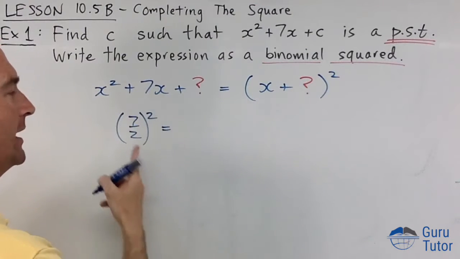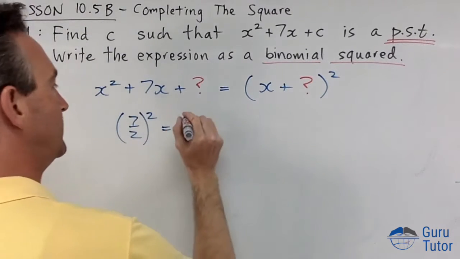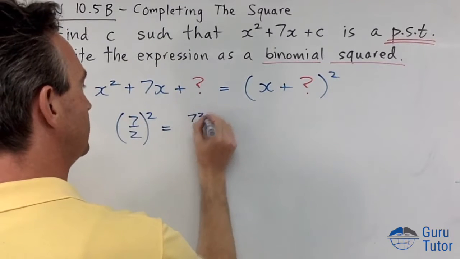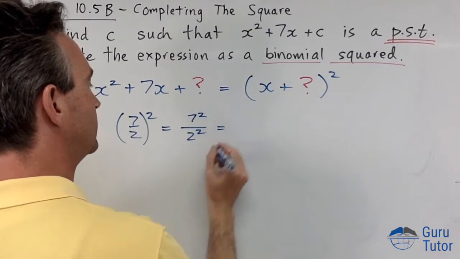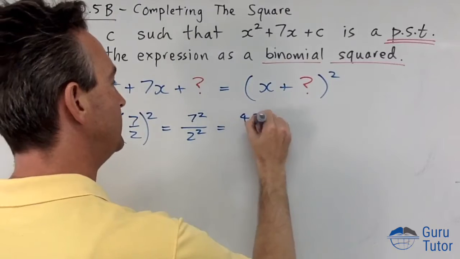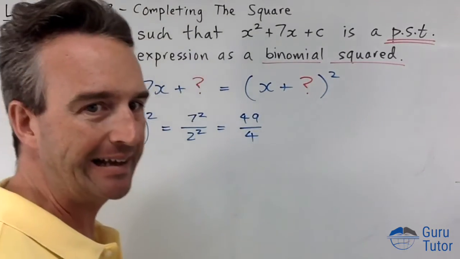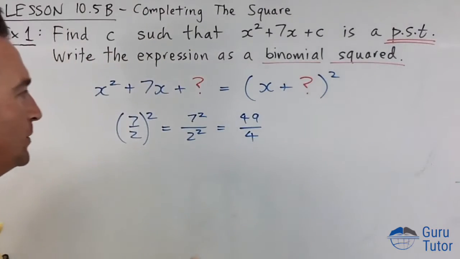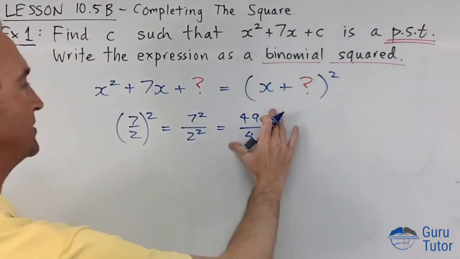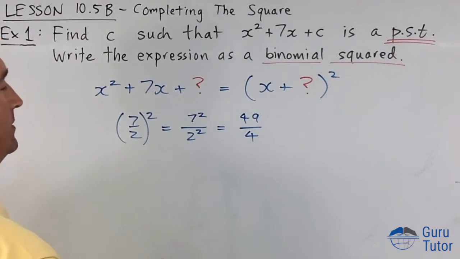And that gives us, well, how do we square a fraction? You square the top and the bottom. 7 squared over 2 squared. And the brackets disappear. 49 over 4. And you can leave it like that, just as an improper fraction. We start liking improper fractions more and more as we get into harder and harder math.